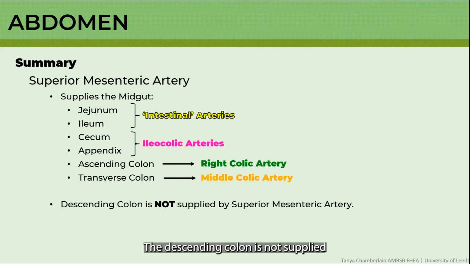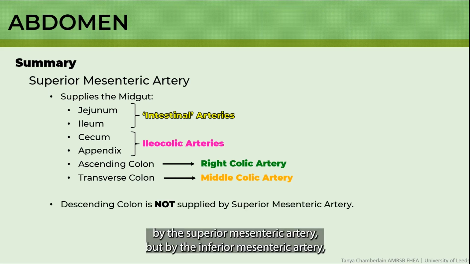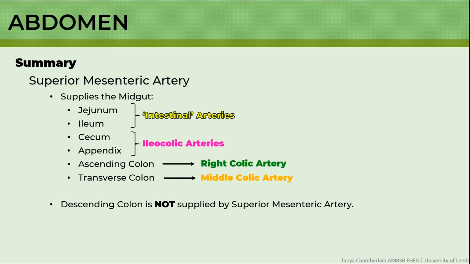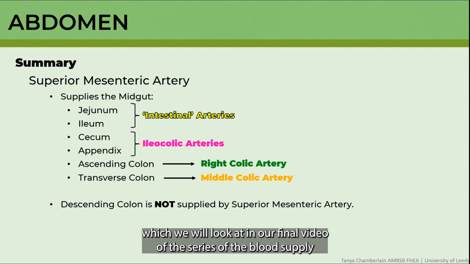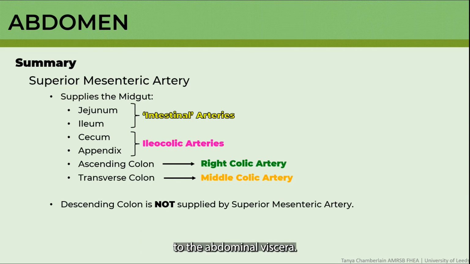The descending colon is not supplied by the superior mesenteric artery, but by the inferior mesenteric artery, which we will look at in our final video of the series on the blood supply to the abdominal viscera.